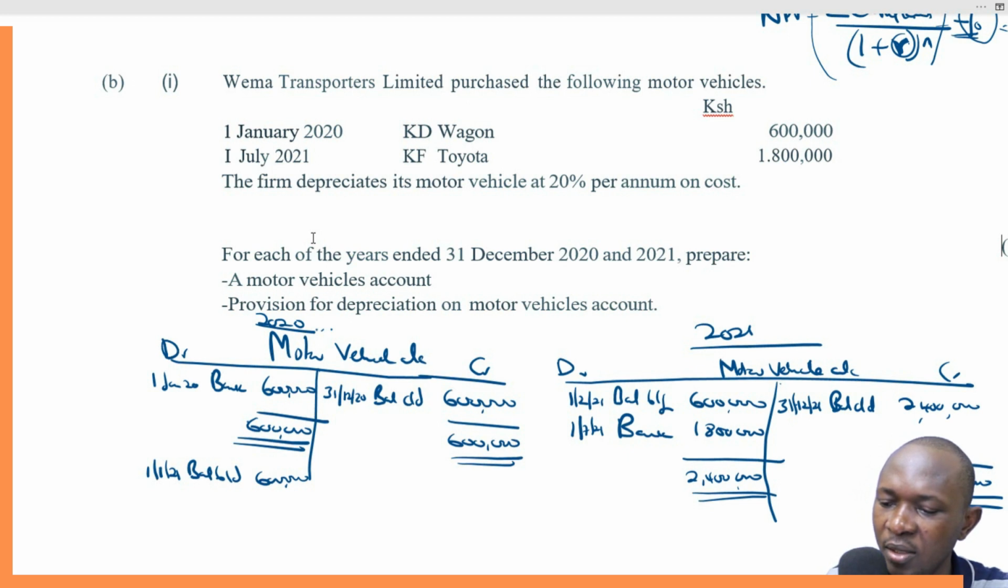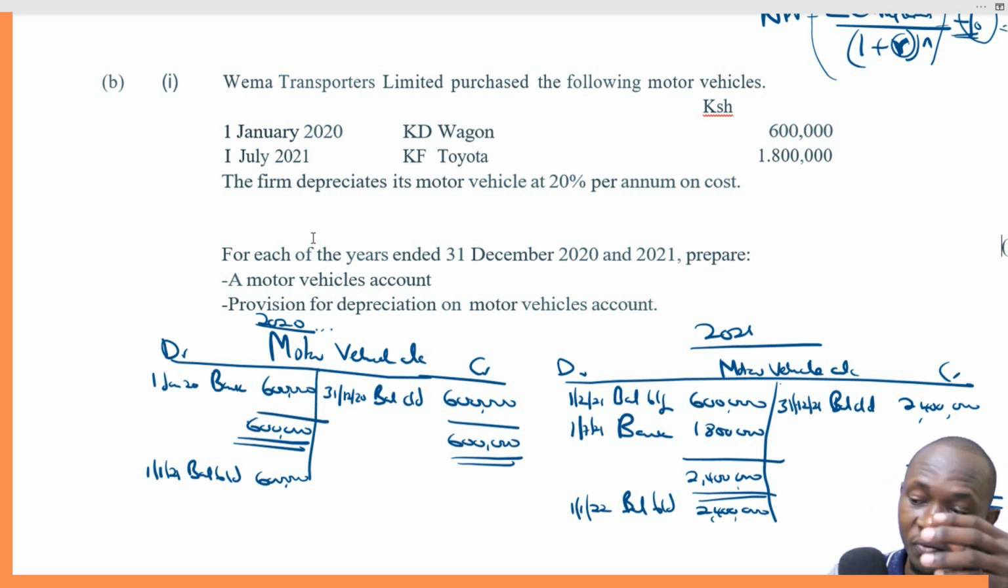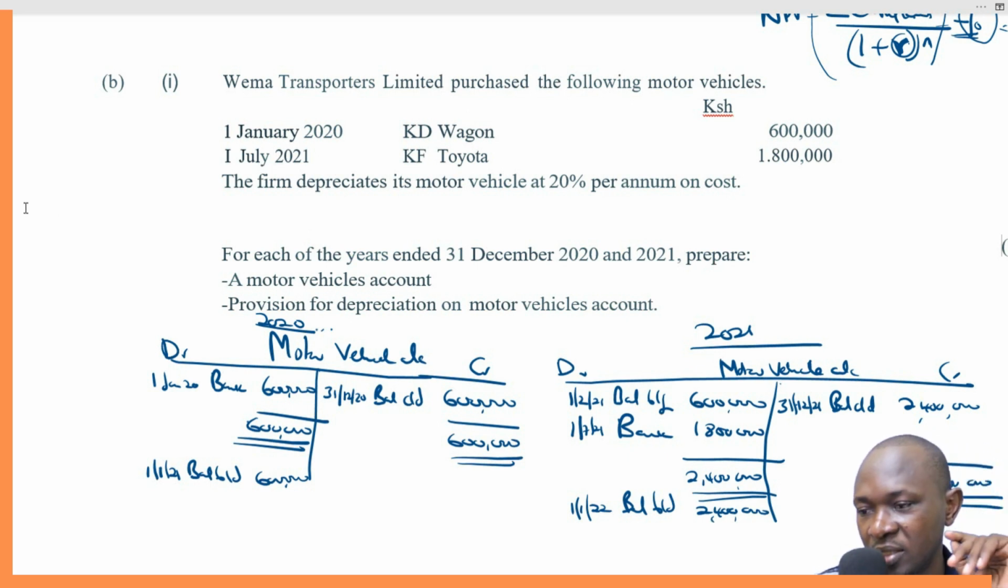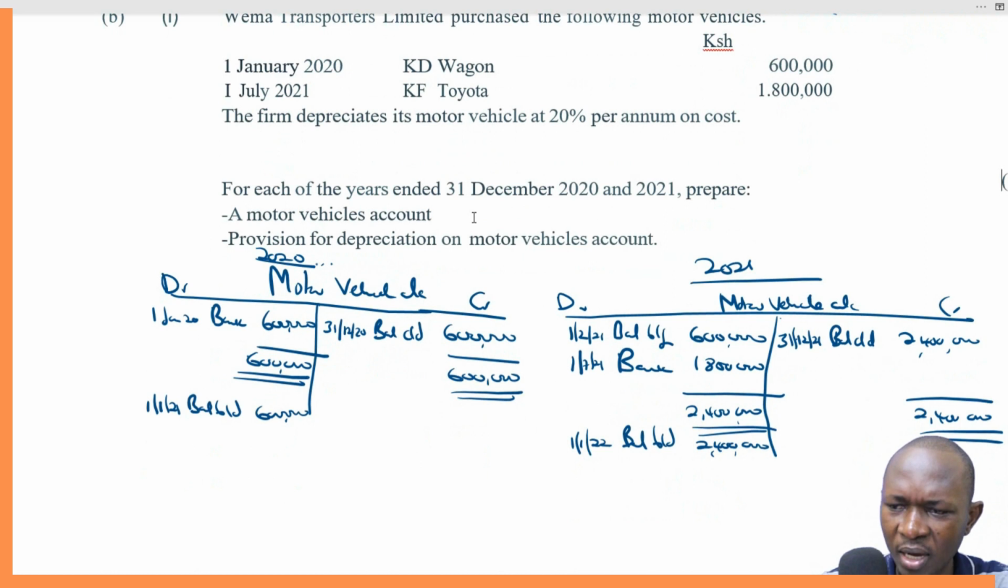And then we say 1st January 2022. That is the following year now. We'll have balance brought down. I hope you are seeing how I'm using the brought forward, carried down, and brought down. So this will be 2.4. When we come next year, we'll start with 2.4 as the value of our assets. So these are the motor vehicle accounts for 31st December 2020 and 2021 respectively. We are done with this.